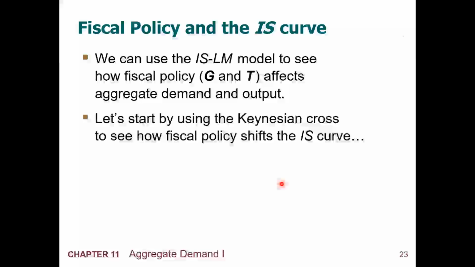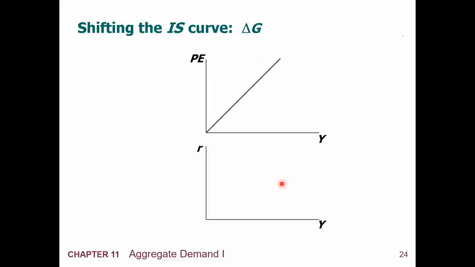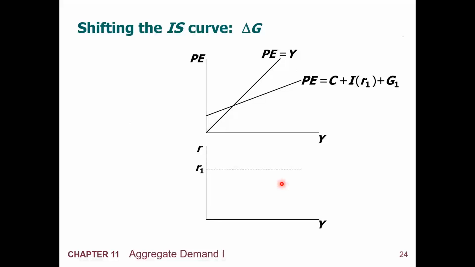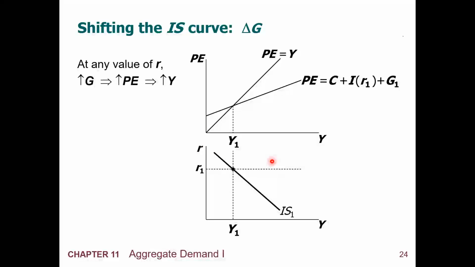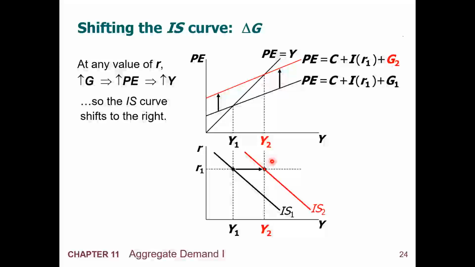Let's start by using the Keynesian cross to see how fiscal policy shifts the IS curve. So, shifting the IS curve as a result of a change in G. The reason why the IS curve will shift as a result of a change in G is because remember that on the y-axis, or the price as we might want to say, we have interest rate, right? And if the interest rate does not change and there's some form of change in the planned expenditure, then there has to be a shift in the IS curve. So an increase in government spending causes an increase in planned expenditure, which increases output. So the IS curve shifts to the right because there is no change in interest rate.